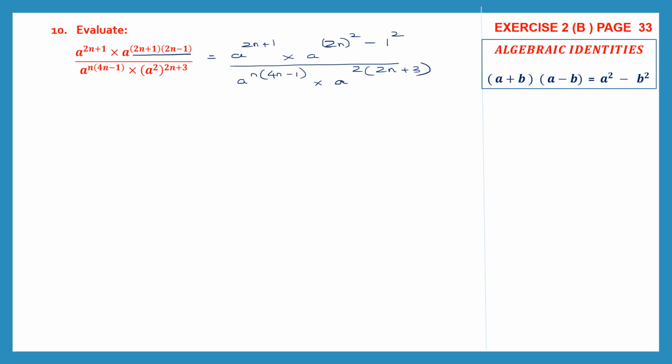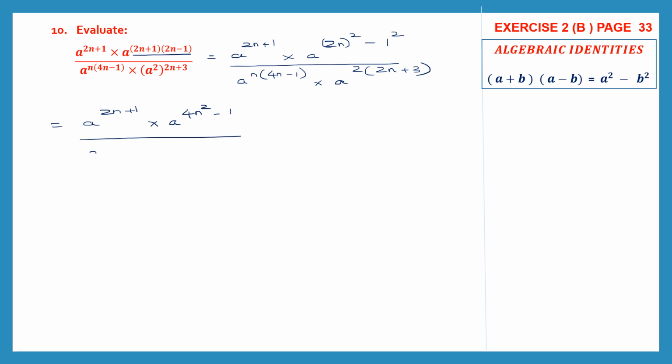So now this will become a to the power of 2n plus 1, we are writing it as it is, into a to the power of 2n squared, that means 2 square and n square. 2 square is 4 and n square, so that will be 4n square, minus 1 square, which is 1. So that we have solved.